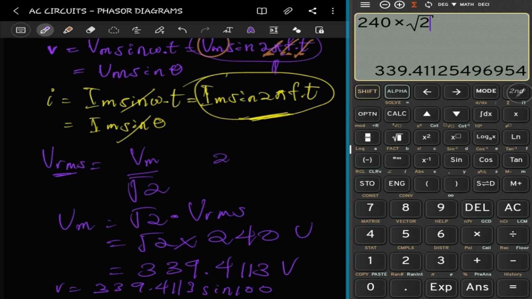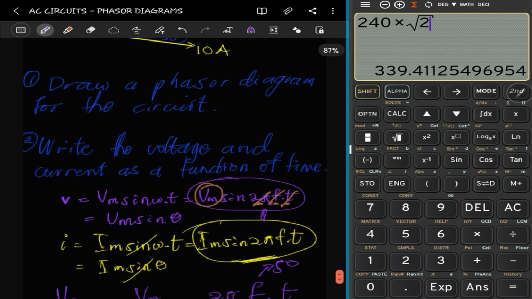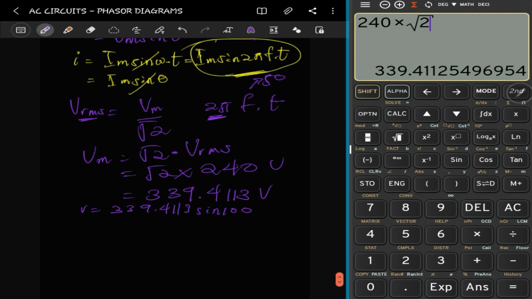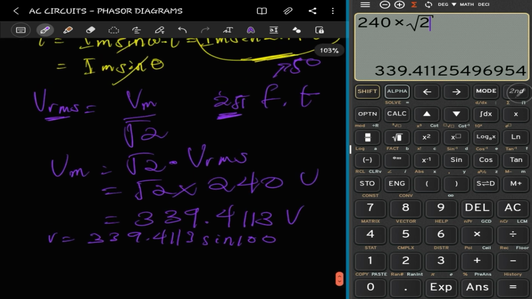So we have 2 pi F, and then T. We have 2 pi here. This F here was what? 50, right? Where is it? This is it, 50 hertz, right? So 50. When you multiply this 50 by the 2, that gives us 100, right? So sine 100, and we have pi t.